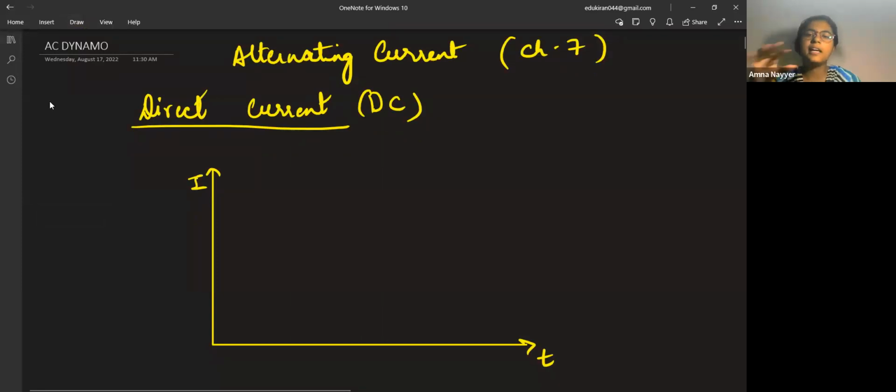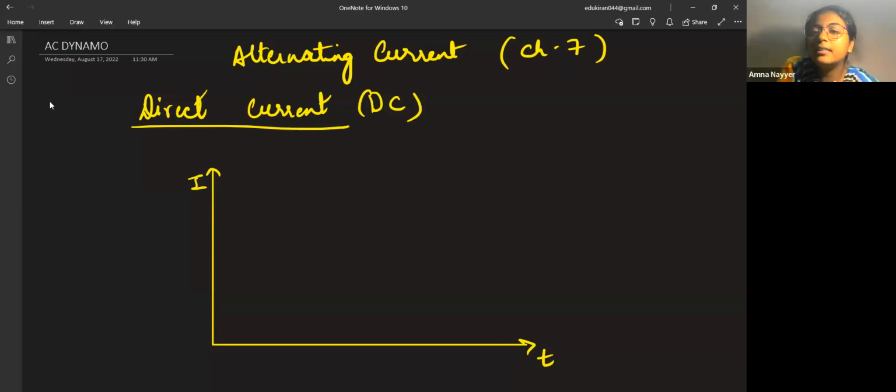Now your chapter 7, that is alternating current. So till now the type of current that we have discussed. See, what's the difference between alternating current and direct current? The current that we have been studying till now is direct current. All right. Now the current that we'll be studying from now onwards will be alternating current. That's why we have a special lesson for this, that is alternating current.